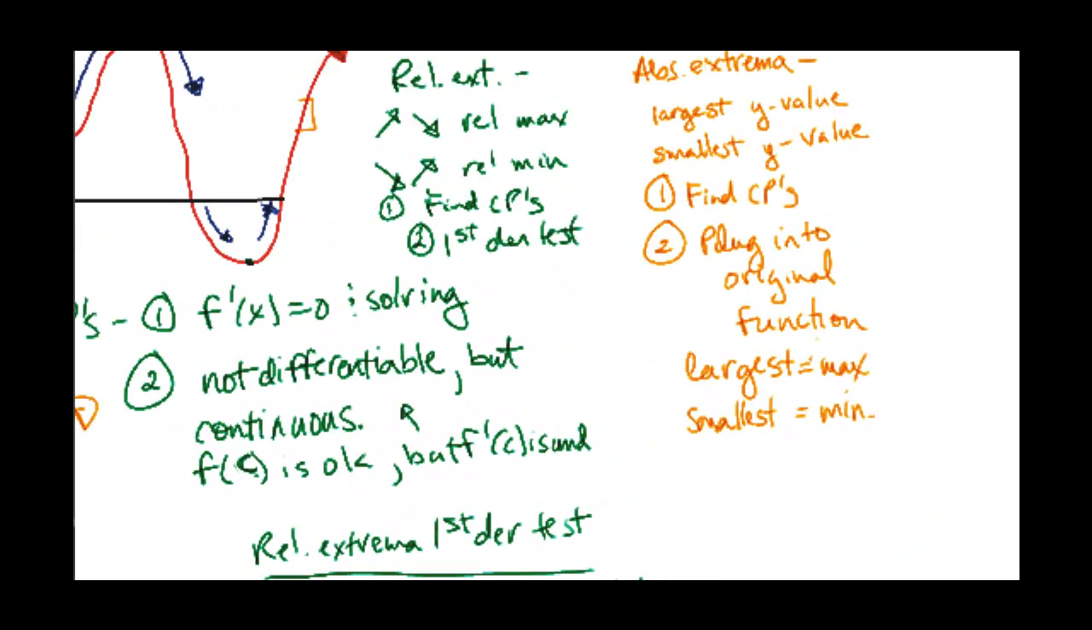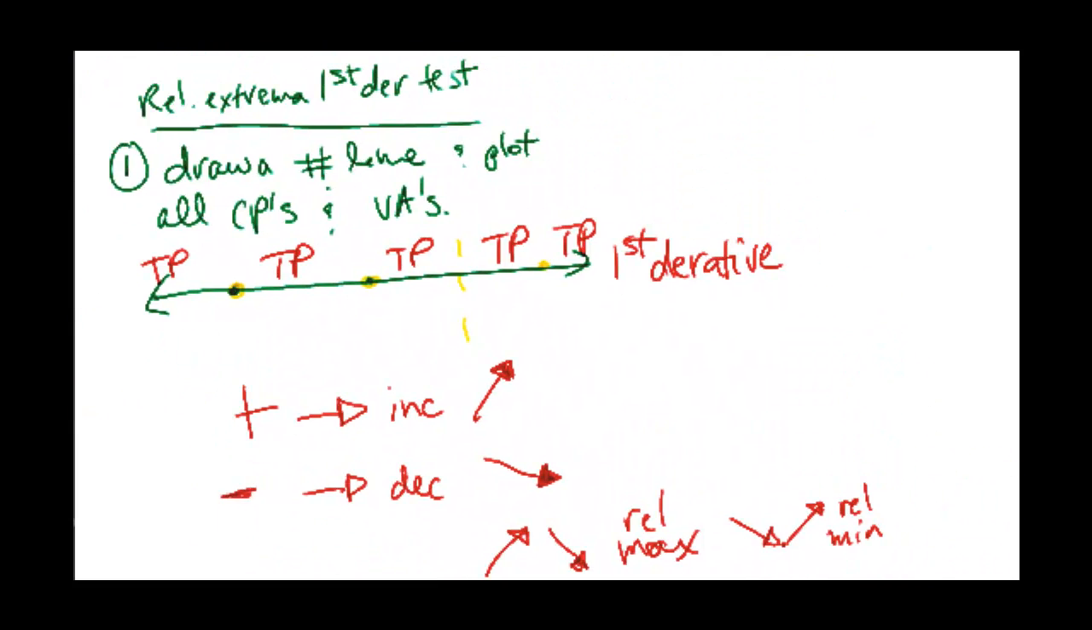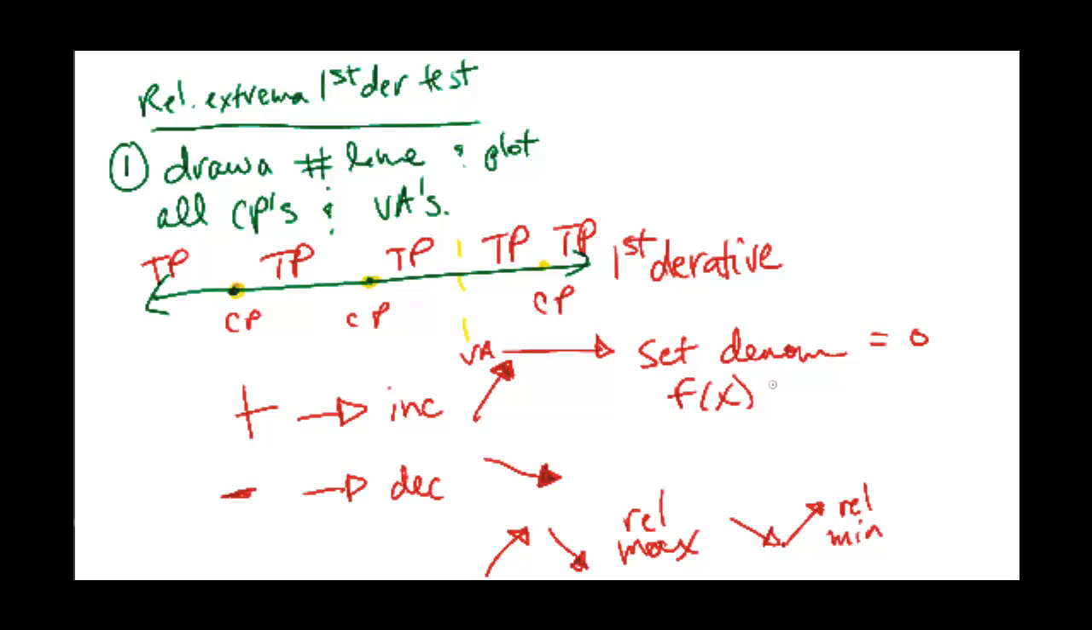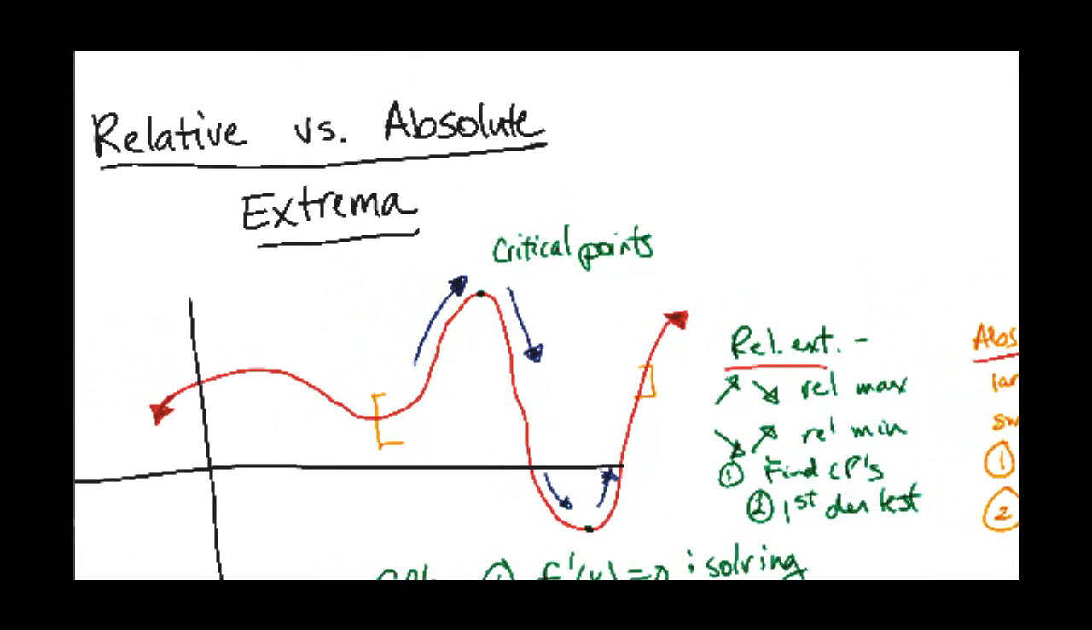Alright, so again, either find critical points and plug them into the original for absolute extrema, or for relative extrema, find the critical points and do a number line in which you have your critical points here. And this is a vertical asymptote. Just in case you forgot, you set the denominator of your f of x equal to 0 to get your VA. Alright, so make sure you check out the example video for both absolute and relative extrema.